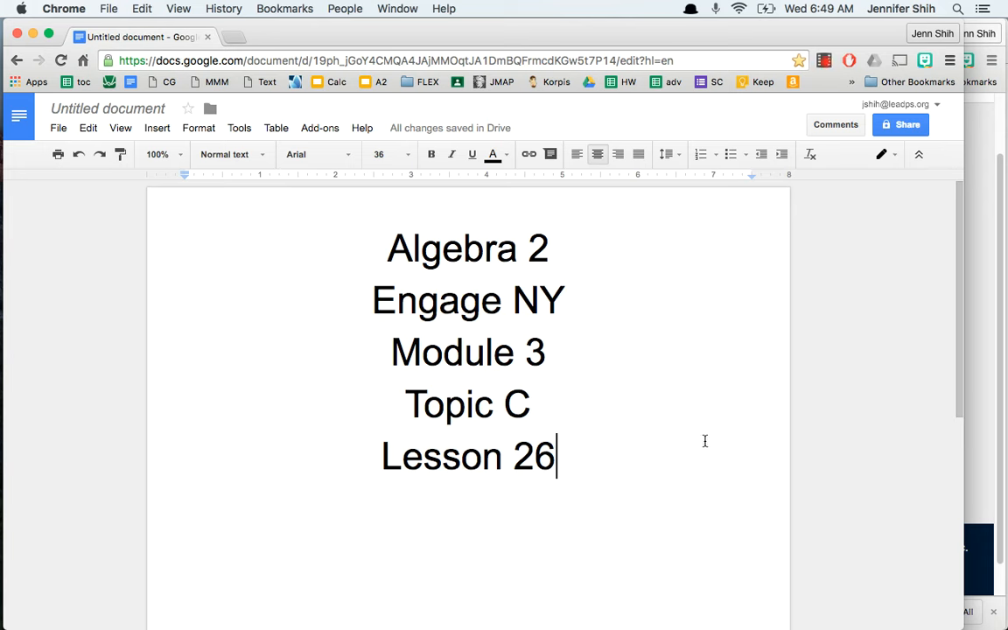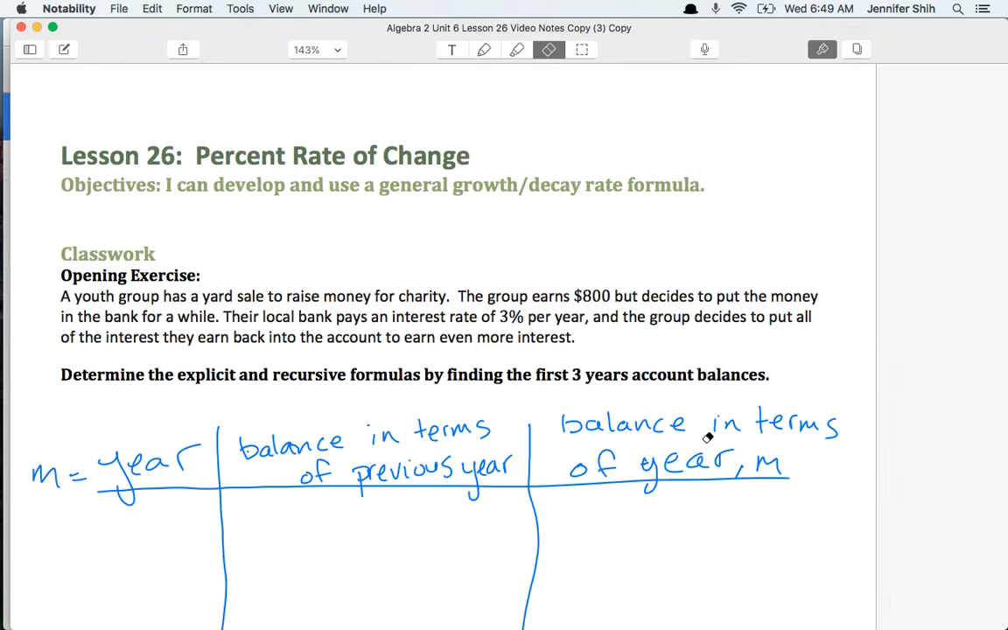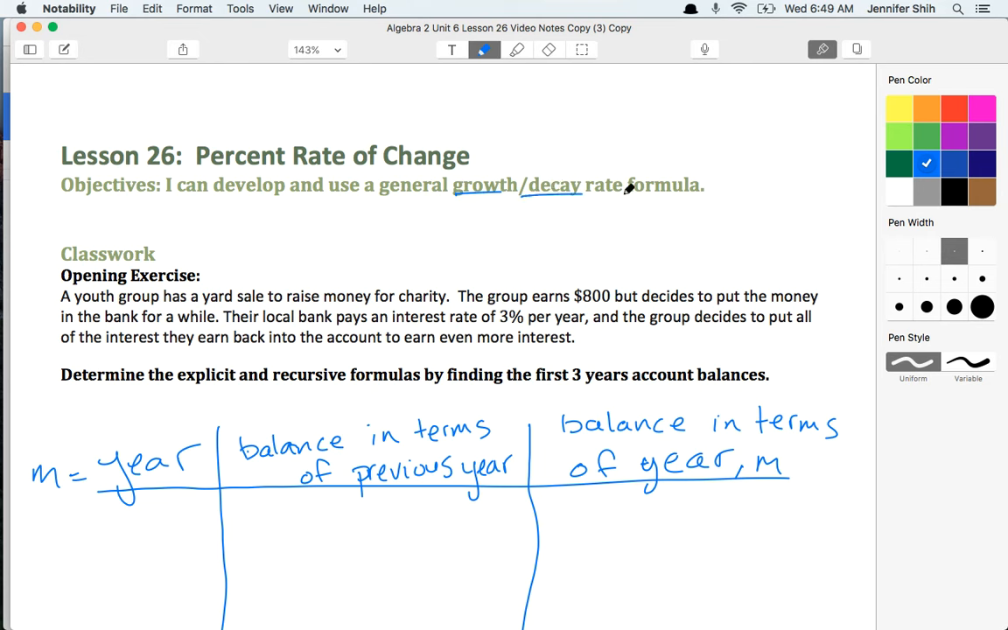This is lesson 26. We are going to talk about percent rate of change, and we're going to use our idea of growth and decay and rates to apply our knowledge to more real life problems. So say you have a youth group and we have a yard sale, kind of like we had a big sale to raise money for homelessness.